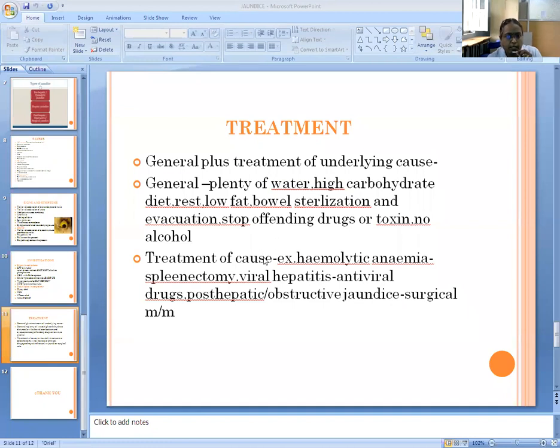So treatment of the underlying cause, that is the treatment of jaundice. So complete bed rest, plenty of water, high carbohydrate diet, multivitamin supplement, low fat, bowel sterilization, evacuation, and stop drugs, toxins, and alcohol. That is the treatment of jaundice.